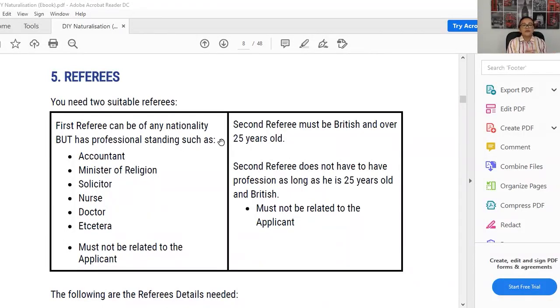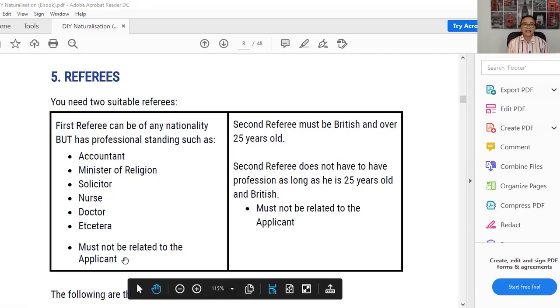The referees, you need 2 suitable referees. There's a lot of confusion about the suitable referees. Who do I have to ask for referees? Firstly, the first referee can be of any nationality. They don't have to be British, but they have to have professional standing. By professional, we mean an accountant, civil servant, minister of religion, lawyer, nurse, doctor, dentist, vet. All those who have professional titles, and they must not be related to the applicant.